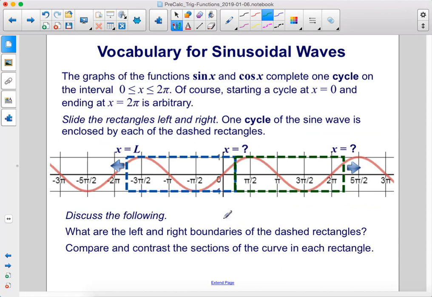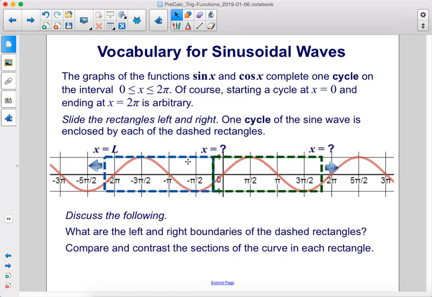The graphs of the functions sine x and cosine x complete one cycle on the interval from x greater than or equal to 0 and less than or equal to 2 pi. Of course, starting a cycle at x equals 0 and ending at x equals 2 pi is arbitrary. Slide the rectangles left and right. One cycle of the sine wave is enclosed by each of the dashed rectangles.